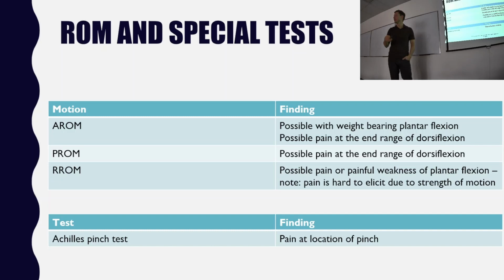With resisted range of motion, this is a bit more reliable. Remember, this is a contractile tissue we're discussing, which means possible pain or painful weakness with plantar flexion. Pain is hard to elicit though, due to the strength. Pound for pound, incredibly, incredibly strong. It's hard to resist plantar flexion enough to elicit pain.